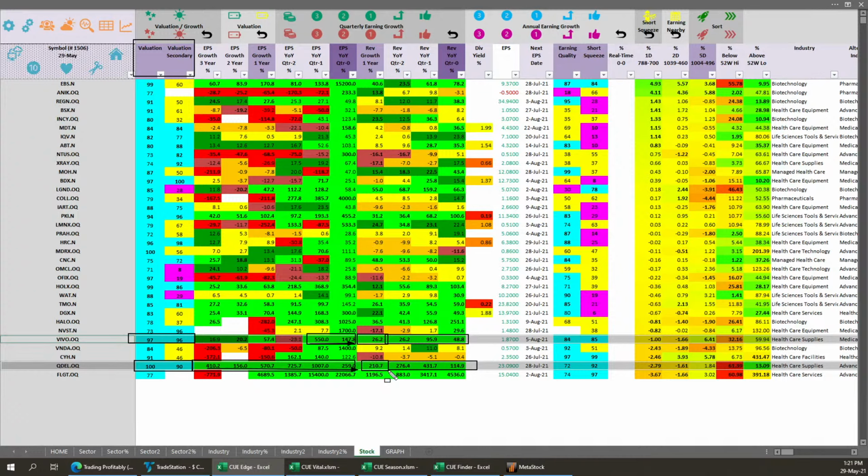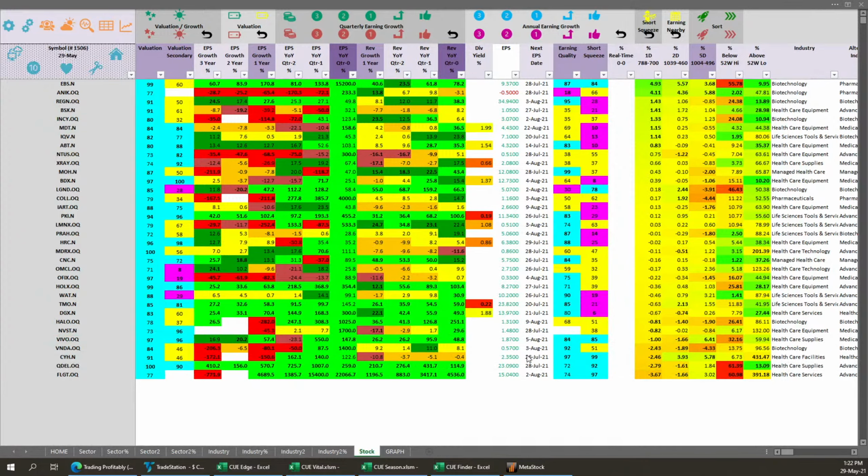So whether you look at valuation, both primary, secondary, earnings growth or revenue growth, they are very strong. Not only that, why I chose these two particularly is because both of them are having great earnings quality and also short squeeze potential. So I aligned as many forces as I could to these stocks. Now technically they are not giving me a trade setup yet, probably. Let's check that out. Vivo.